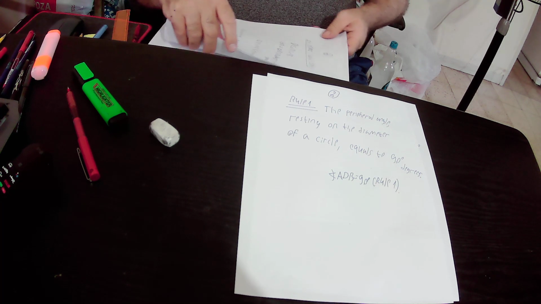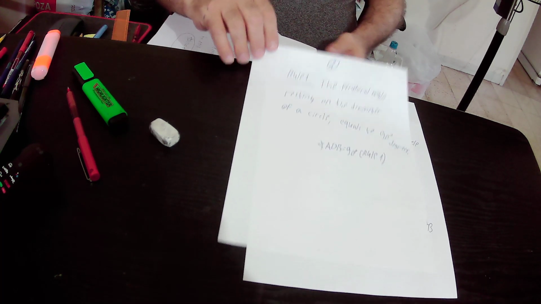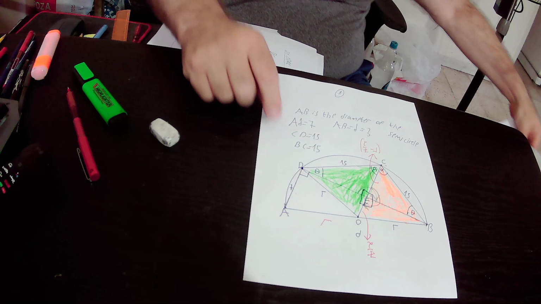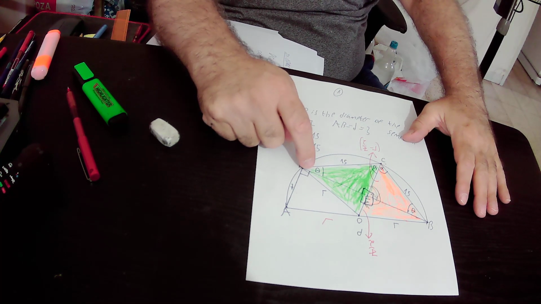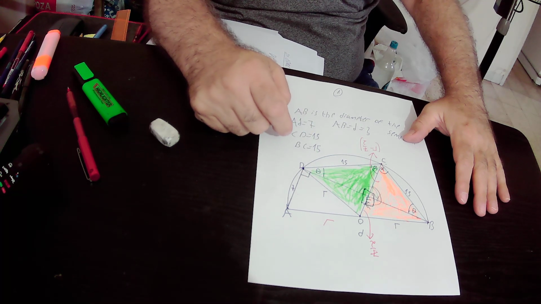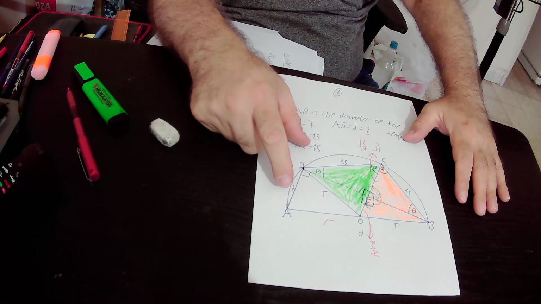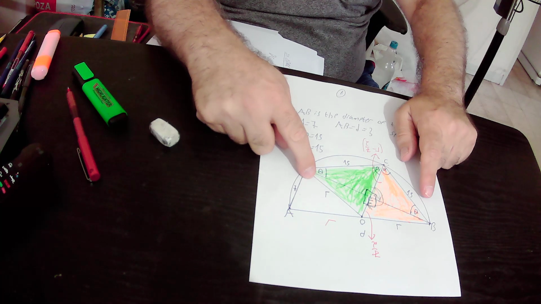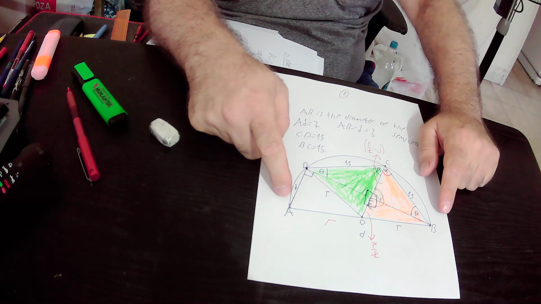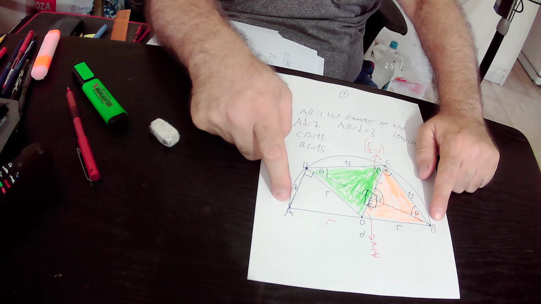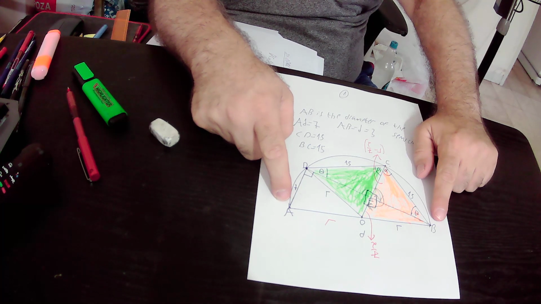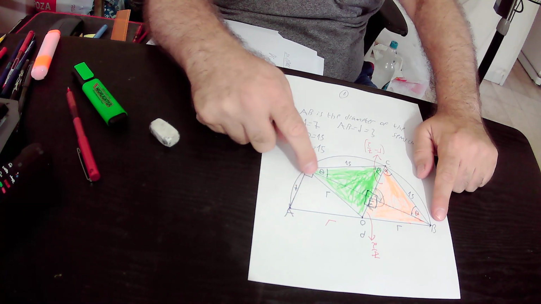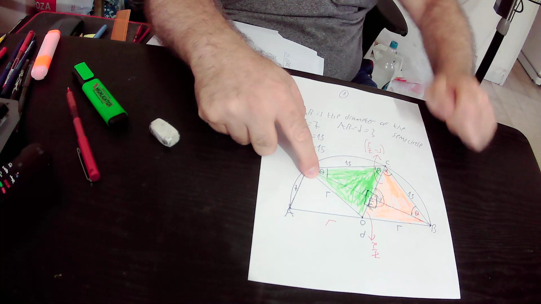So actually here, angle ADB, this angle is a peripheral angle that rests on the diameter of the circle, that is actually AB. So angle ADB rests on the diameter of the circle. Therefore, according to rule number 1, it equals 90 degrees. So angle ADB equals 90 degrees.